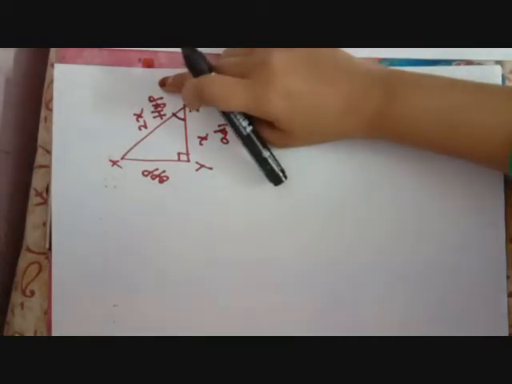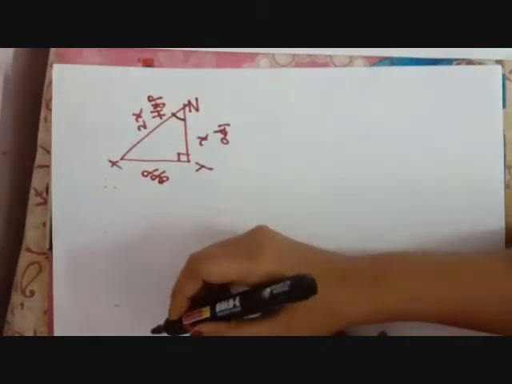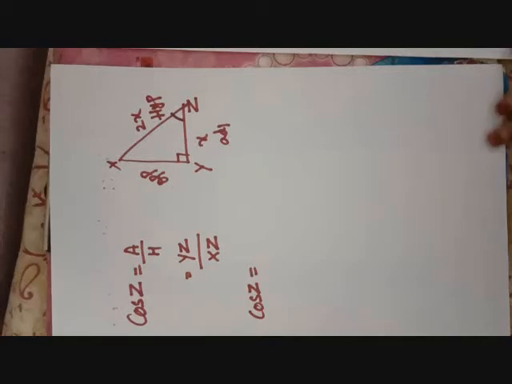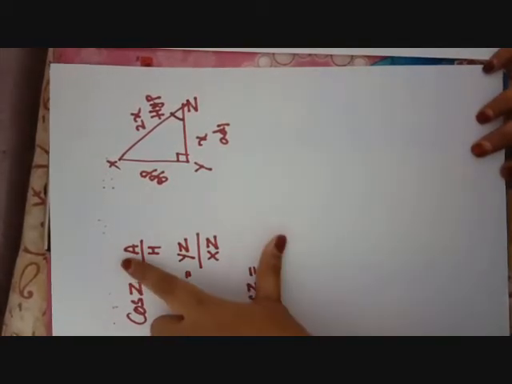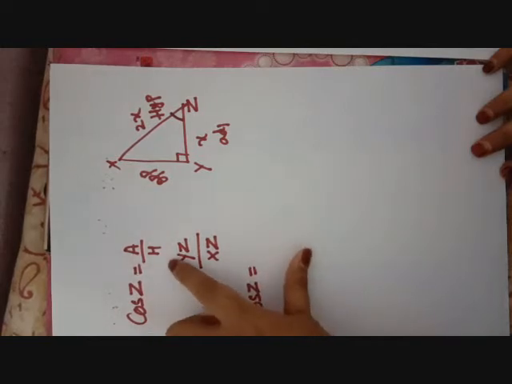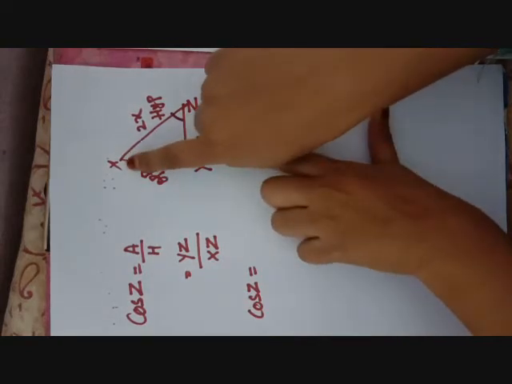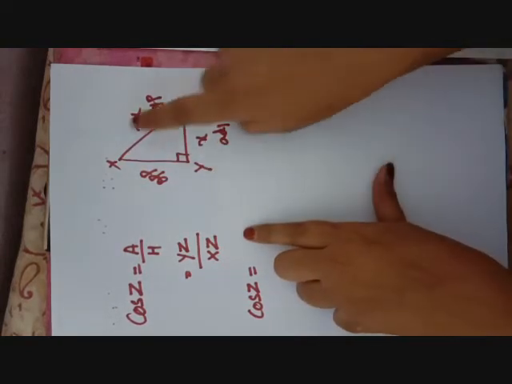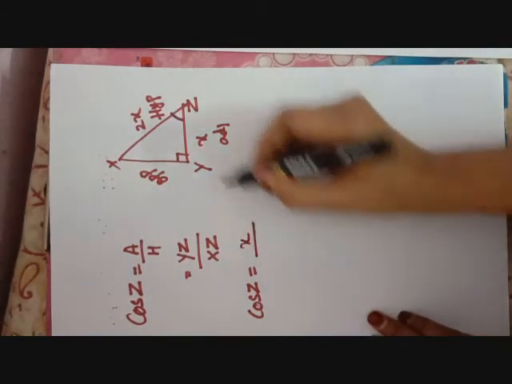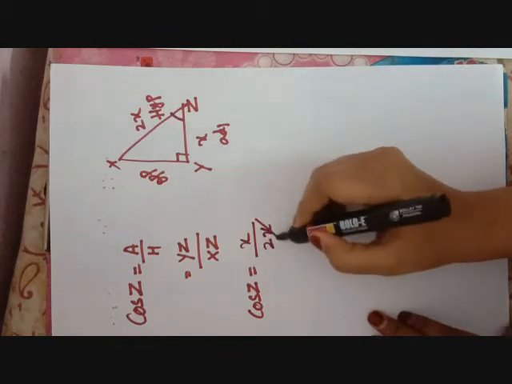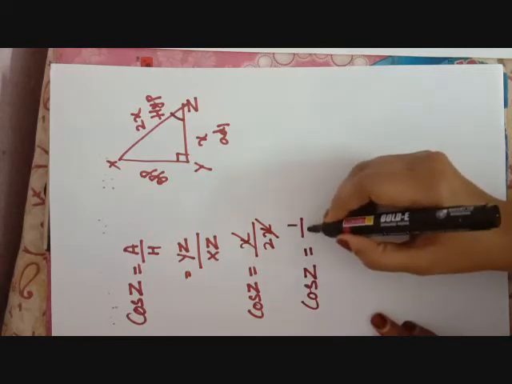Which formula will we be using? Adjacent value is given and hypotenuse. That is, "Old Henry and his". Old Henry and his. That is cos values, that is adjacent by hypotenuse. Adjacent value is yz by xz. Yz by xz. So yz value is what? X by 2x. X cancel. So cos z is equals to 1 by 2.